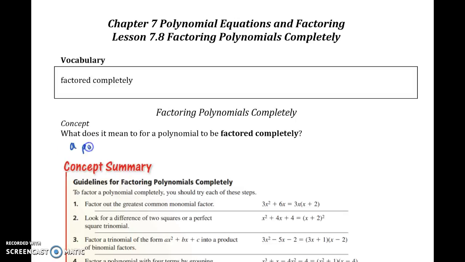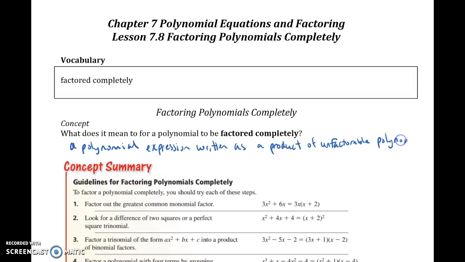A polynomial expression written as a product of unfactorable polynomials. So they could include monomials, binomials, trinomials.